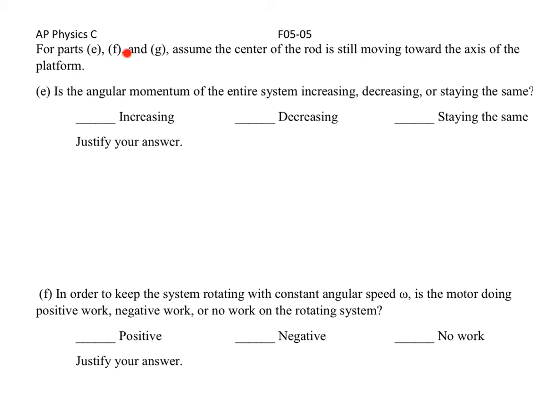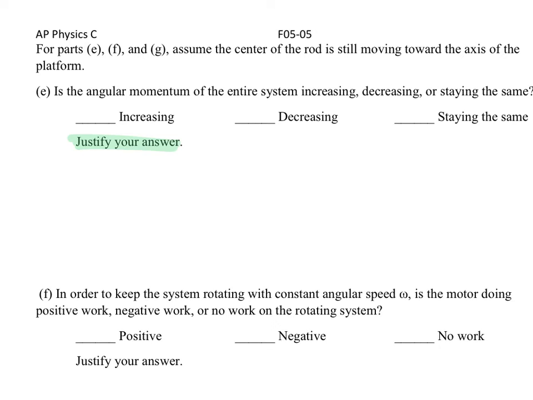For parts E, F, and G, assume that the center of the rod is still moving towards the axis of the platform. E, is the angular momentum of the entire system increasing, decreasing, or staying the same? And then justify your answer. Let's always stress the justify your answer or you'll get no credit.